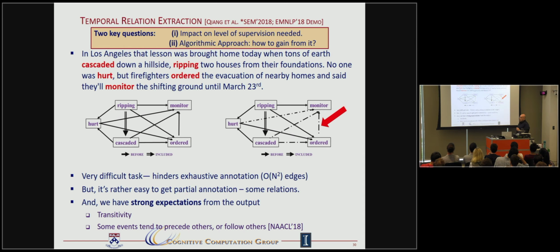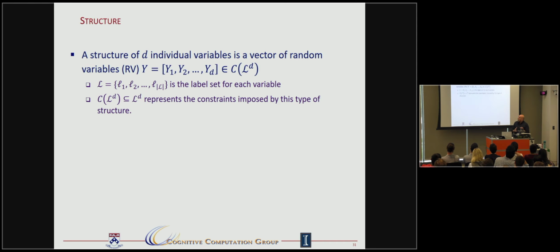So really there are two research questions, if you want. One of them is, what impact does this intuition have on the level of supervision needed? And of course, there's the algorithmic approach: how do I gain from this? Let me try to formulate what I'm talking about here. We're talking about structures. People that are familiar with structure prediction would be comfortable with this.